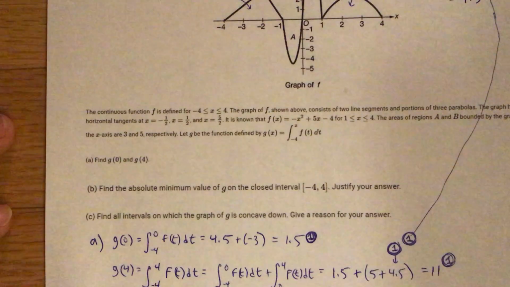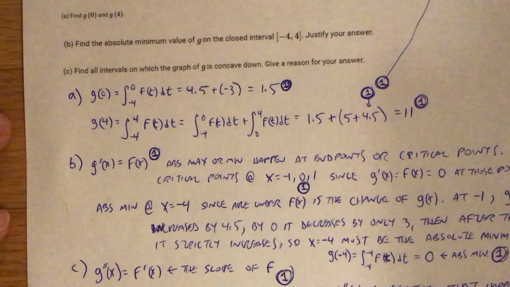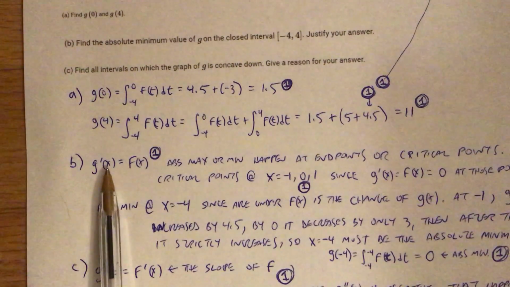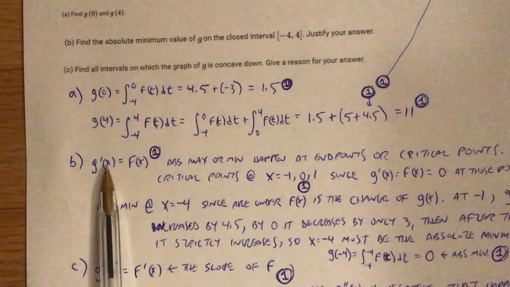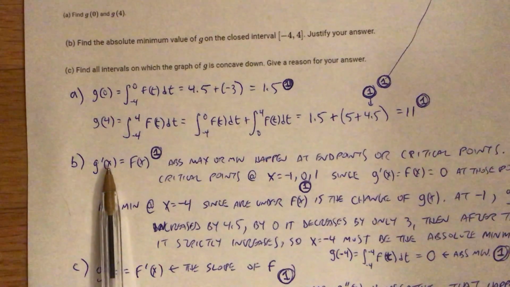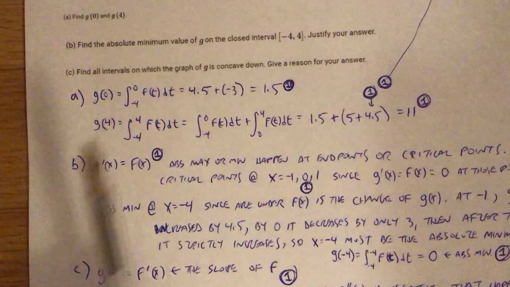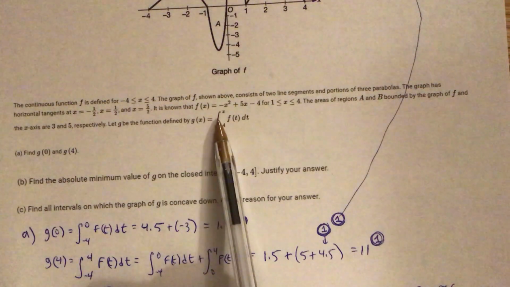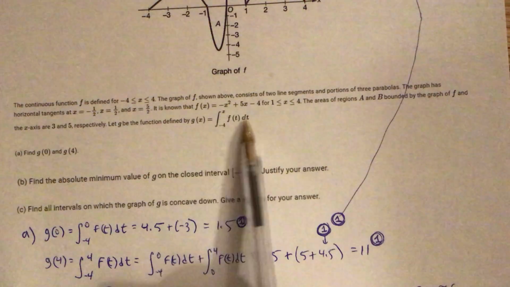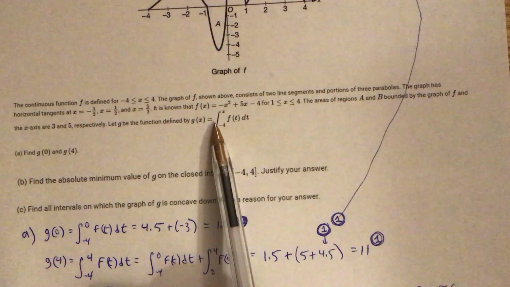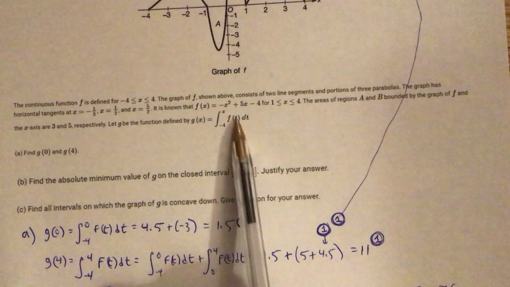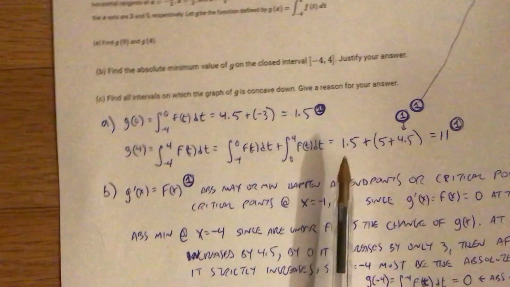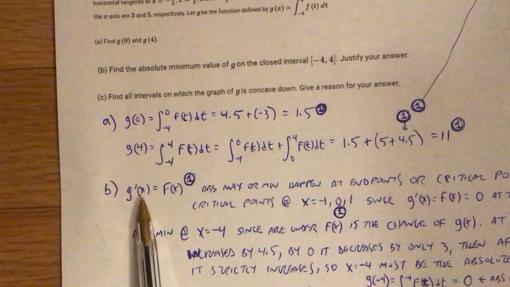Part B, let's find that absolute minimum. So I had mentioned that basically the derivative of g is what we're going to need because we want to be able to find critical points on the interval. So what is g prime of x? Well, remember that rule for the second part of the fundamental theorem of calculus. When you take the derivative of an integral, so it's g prime, the derivative cancels the integral and you just get the original function, which is just f of x. So g prime of x is actually f of x.